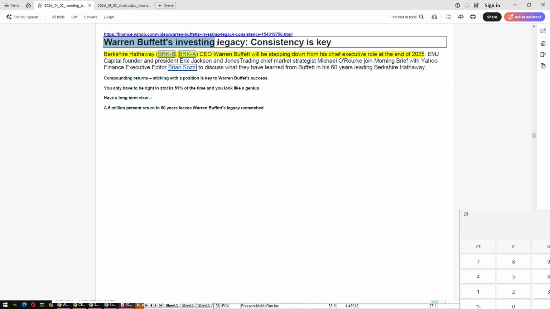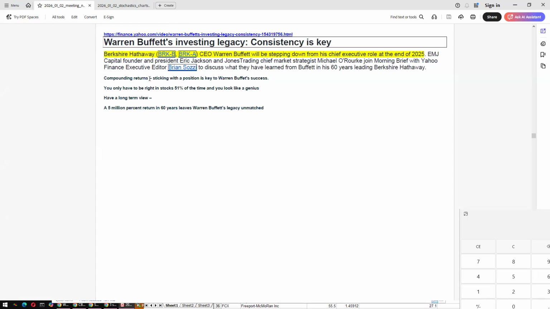There's a story that came out: Warren Buffett has an investment legacy. Consistency is key. Part of what I do best is buy and hold. I like to buy quality stocks and hold them, and I've modeled what I do after Warren Buffett. He actually retired from running Berkshire Hathaway as CEO this past December 31st. So there's a lot of talk about what his legacy is, and he has one of the best investor returns of any investor of all time.